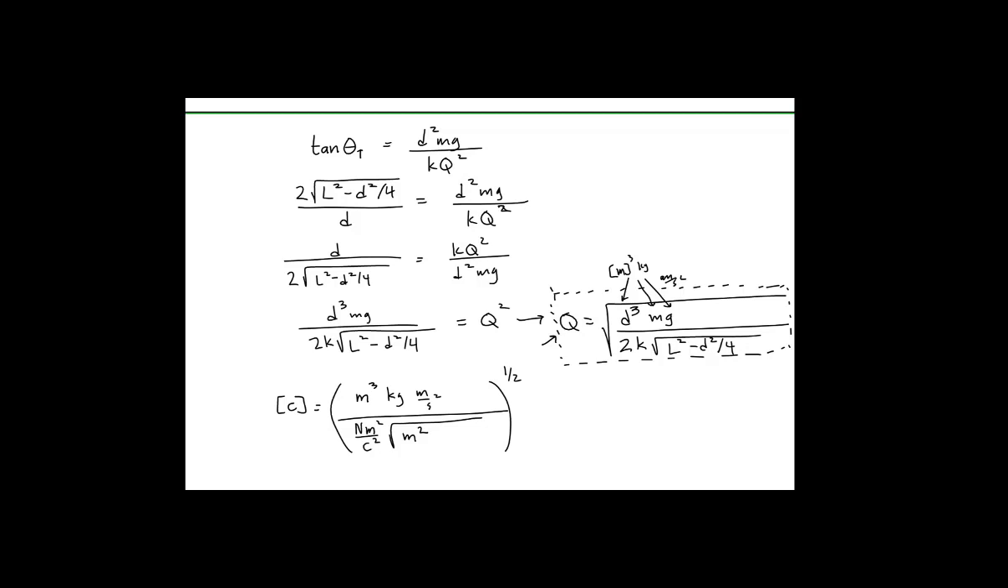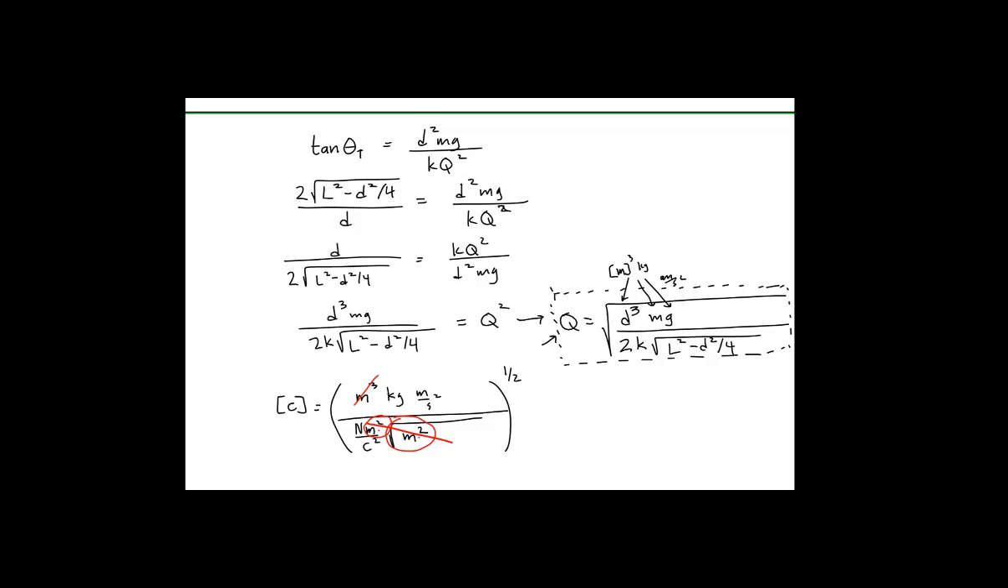Now let's simplify to see what our final units are going to be, and we are looking for the final units to be coulombs. So I see that in the denominator, notice I have a meter squared here and a meter squared here. The square root of a meter squared is a meter. So this meter times this meter is a meter cubed. That meter cubed cancels with a meter cubed in the numerator.